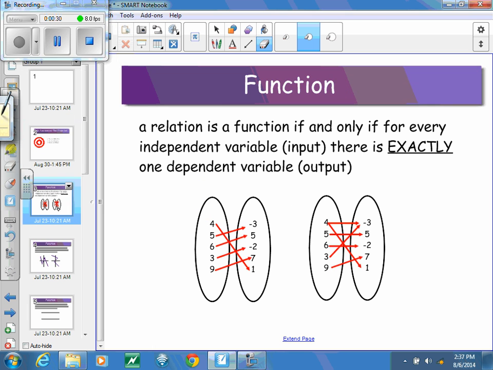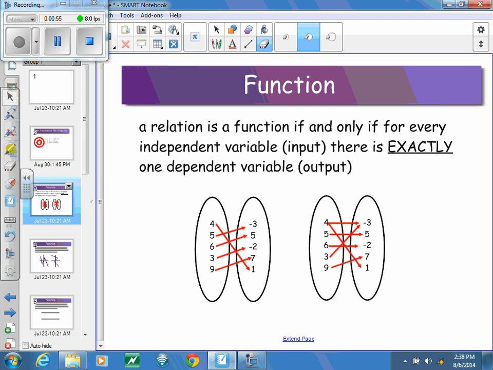So first of all, what is a function? It's a relation of numbers. And a relation is a function if and only if for every independent variable, which we're talking about the inputs there, there's exactly one dependent variable, which are the outputs. A relation that we're talking about here is a set of ordered pairs. We're talking about a graph.